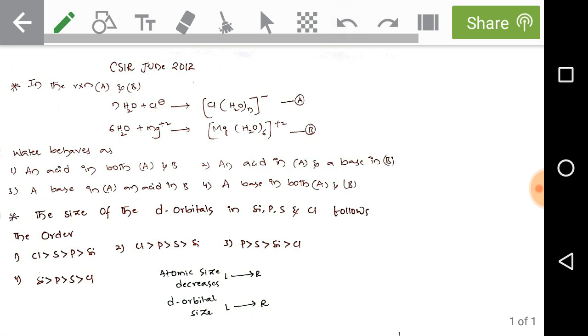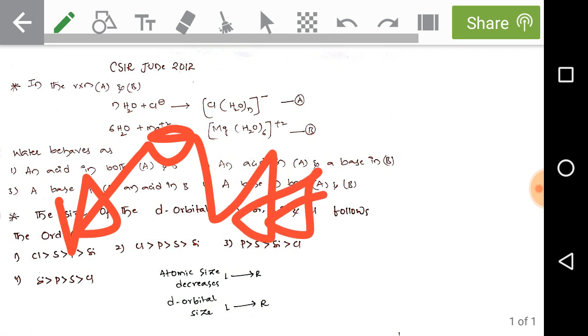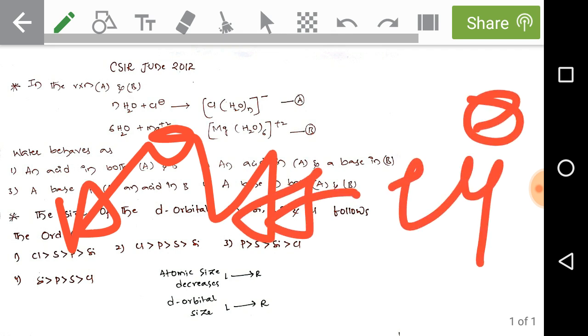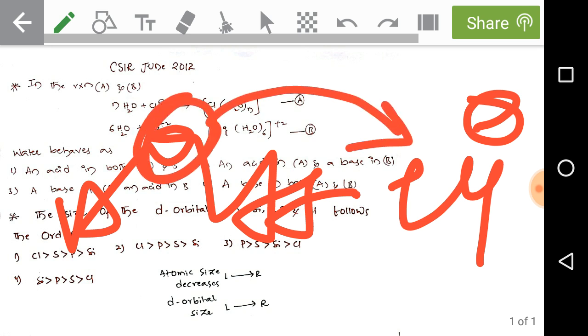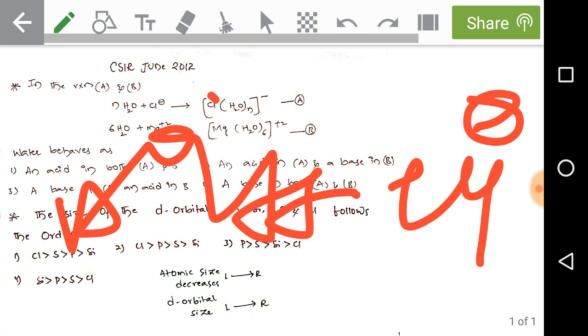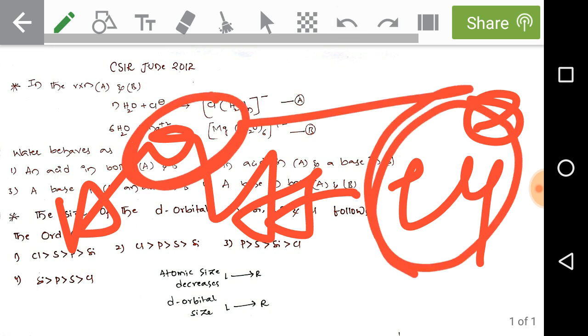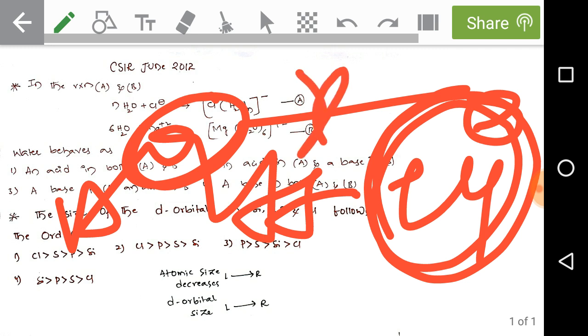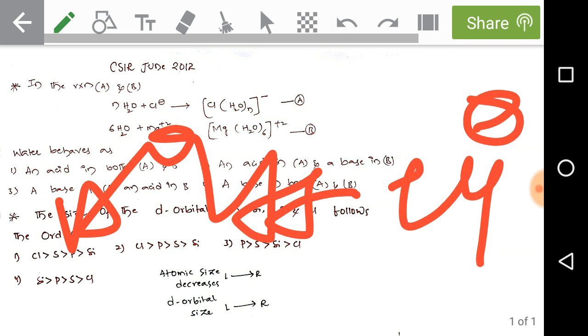Now just come to the first reaction, type A, where water is reacting with Cl minus. Just try to draw the structures of water and Cl minus. These are the two substrates reacting. For example, if we thought that the lone pair of electrons on oxygen donates to Cl minus, making a bond, in that case water should act as a base. But this is not happening, because the lone pair of electrons on oxygen and the negative charge around the chlorine cause repulsions. That's why this type of interaction is not possible between water and Cl minus.